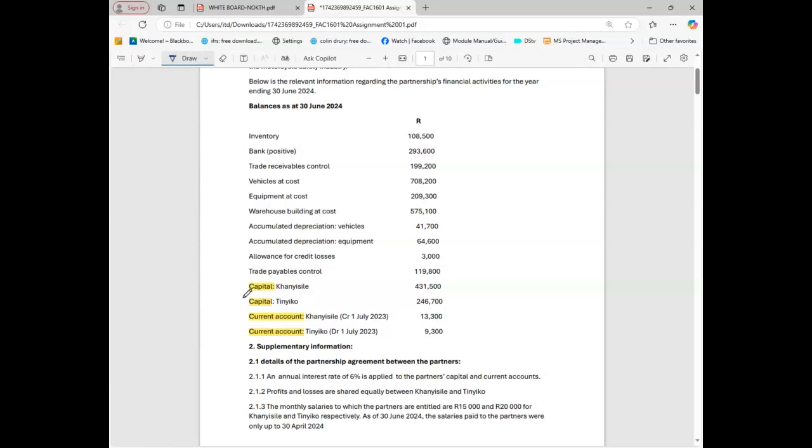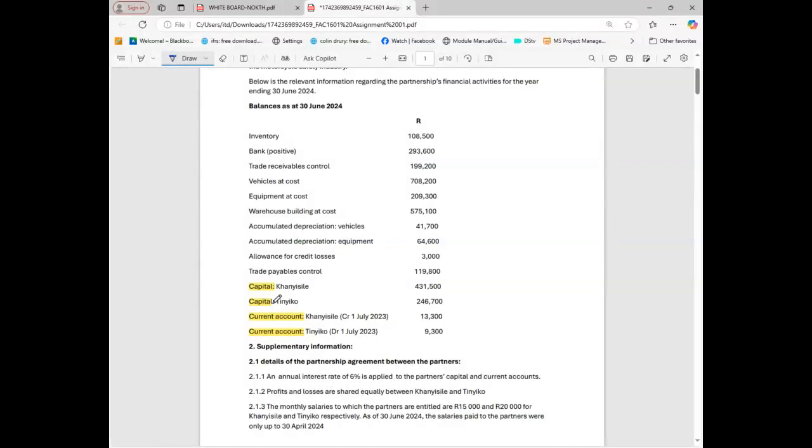Obviously these capital accounts are for, we know capital is the contribution from the owners. So meaning the partners contributed the following. This belongs to the partners, but the current accounts are the personal accounts of the partners. Meaning whatever they get from the partnership, we transfer to these accounts.